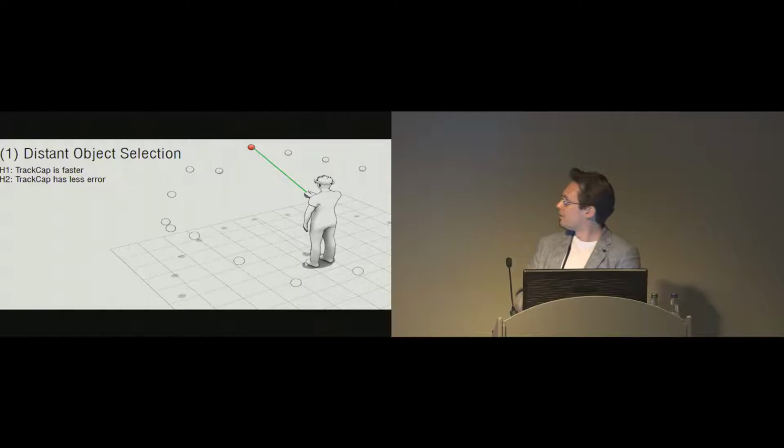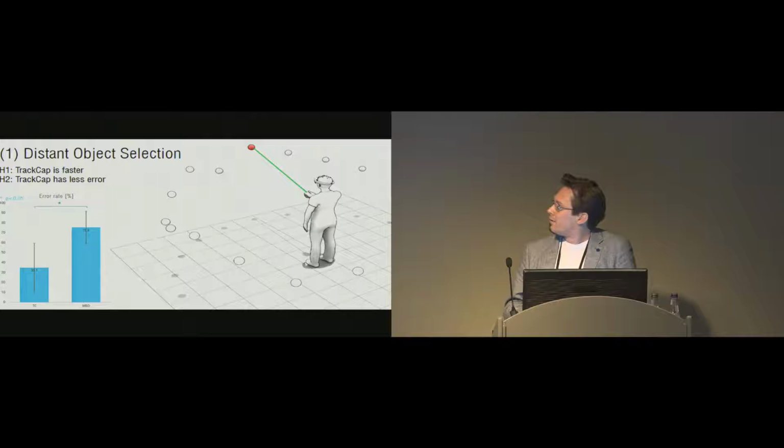So we emulated both on the phone in this case, so the user did not have to switch the system. What we could see from that is that the error rate indeed was much better using TrackCap. So TrackCap essentially eliminates drift in this use case. What we did not see is that it is faster, so there were no significant differences. So we scrapped that hypothesis and accept H2.